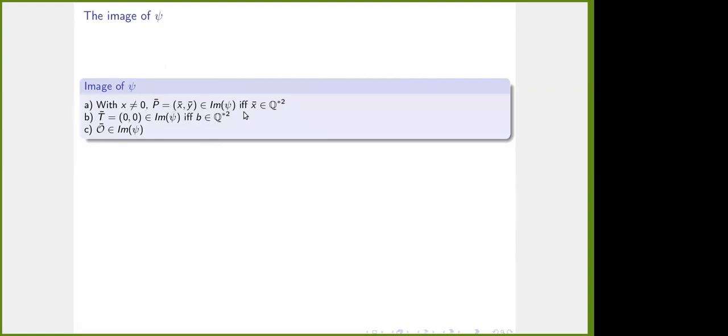P bar belongs to the image of psi if and only if the x coordinate is a square of some rational number, and the origin will lie in the image of psi if b, the coefficient of the elliptic curve, belongs to Q star squared. The infinite point obviously lies in the image, because the infinite point goes to the infinite point, and also the origin goes to the infinite point, so it's definitely in the image. So here's the main point: a point is in the image if and only if it's a square.